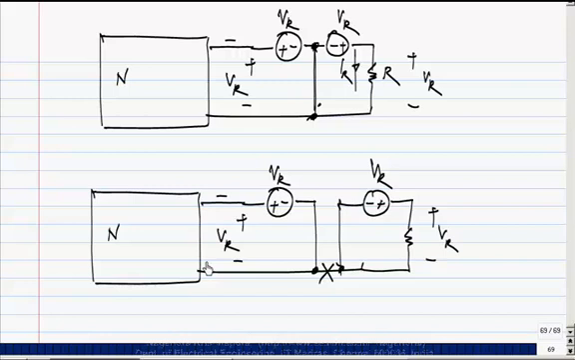What will be the value of the resistance? I have to replace an independent voltage source or a current source in some circuit with a resistance. What should be the value of the resistance I replace it with? Yeah, the voltage across the element divided by the current through the element. Okay, that's all.